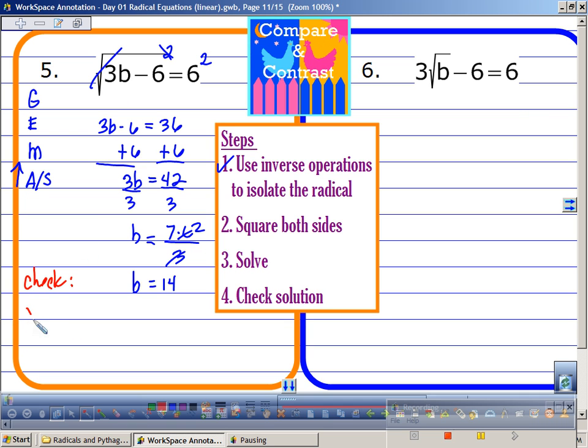All right. So listen up, guys, what is 14 times 3? We already know because we did it. Are you listening up, guys? What is 3 times 14? 42. What is 42 minus 6? 36. What is the square root of 36? 6. Does it check? Yes. See how fast that was?